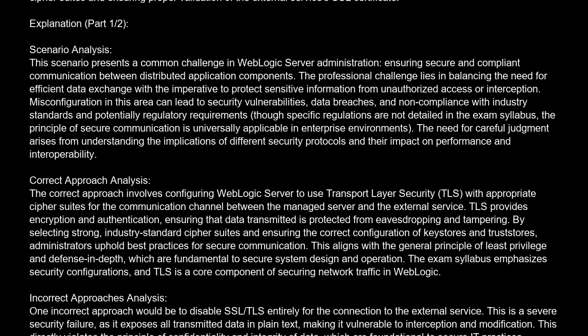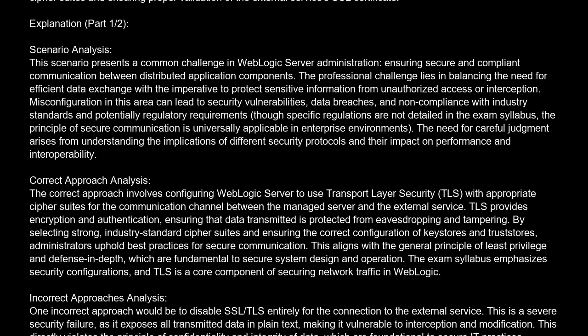The correct answer is C. Configure the WebLogic server's outbound connection to use HTTPS, enabling TLS with strong, industry-standard cipher suites, and ensuring proper validation of the external service's SSL certificate.